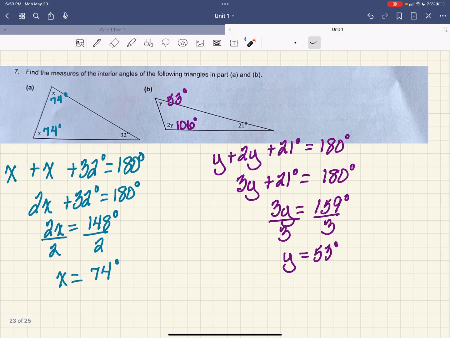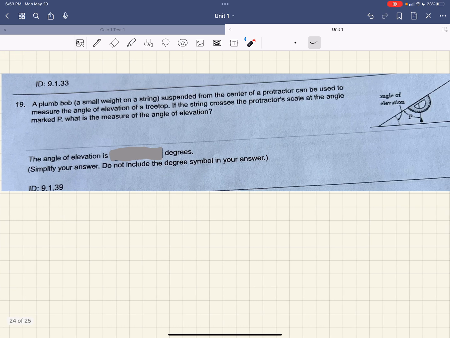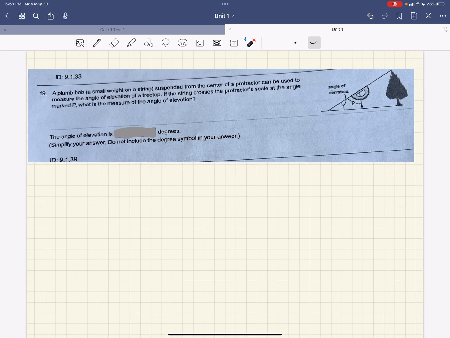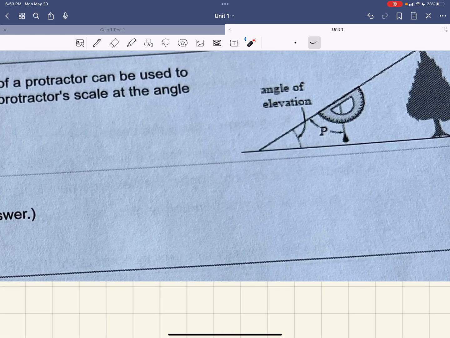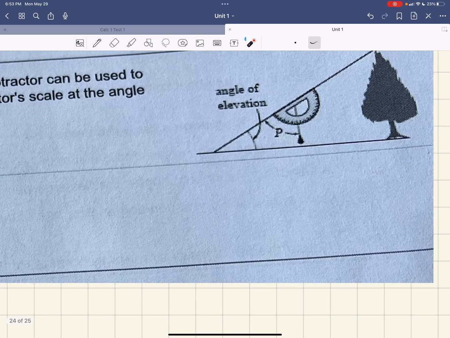Okay, now I like this problem, and it's a little bit challenging to think about why it works. Okay, so what we have right here is we have this triangle. And what we want to find is this angle of elevation. So this is what we're looking for right here. Now, this is a protractor right here. It's a protractor, and it's going to help us measure this angle right here.